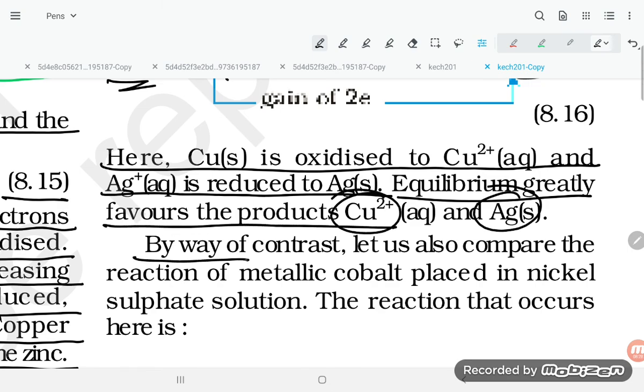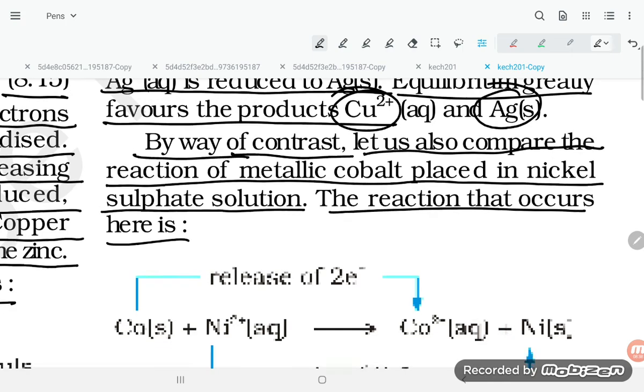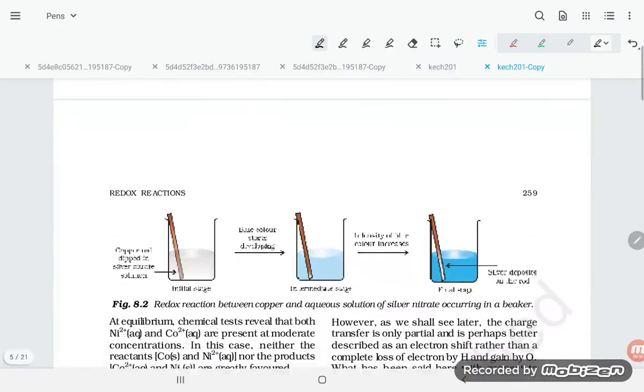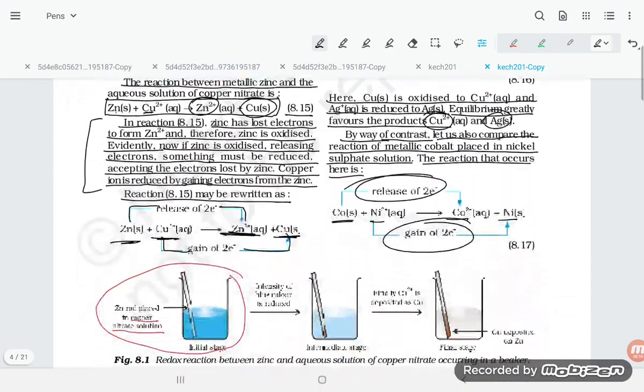By way of contrast, let us also compare the reaction of metallic cobalt placed in nickel sulfate solution. What is happening in the reaction that occurred here is that they are treating cobalt with nickel. So Co2+ and nickel are forming. Here the cobalt is releasing electron and nickel is getting electron. So this is what is known as, student, competitive electron transfer reaction.